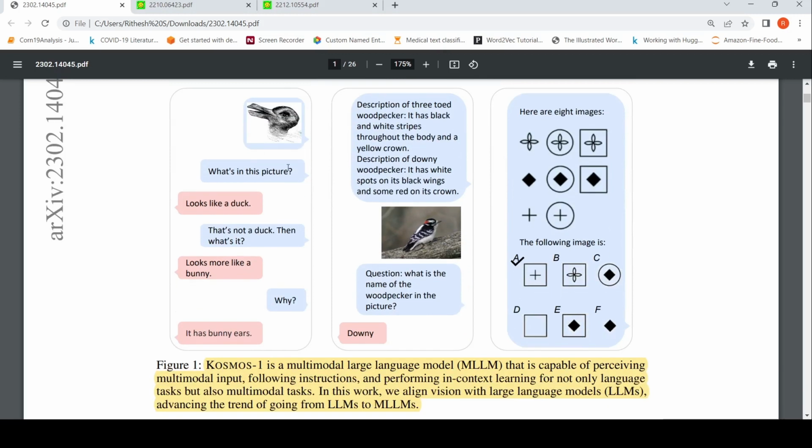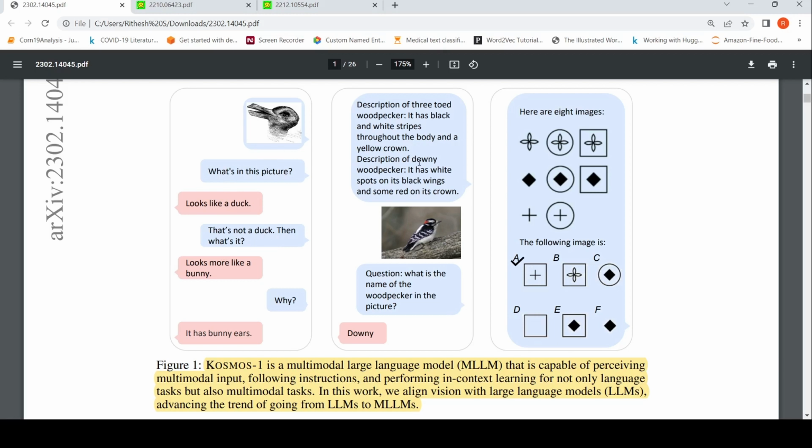Okay. So if you have a picture like this, and you have a text, what is in this picture? If this is given as an input to this multimodal large language model, then it says it looks like a duck. So it is able to perceive the image as well as text. And then you can have conversations in text like this. That's not a duck. What is it? Okay. So this is what this model does.